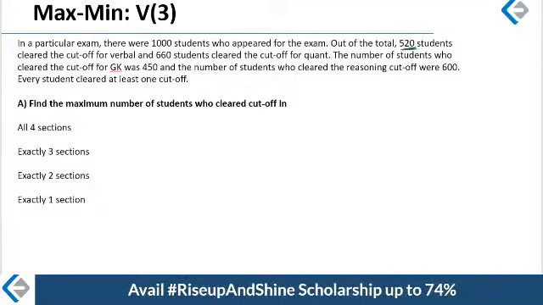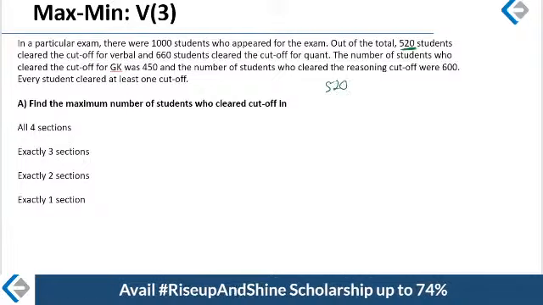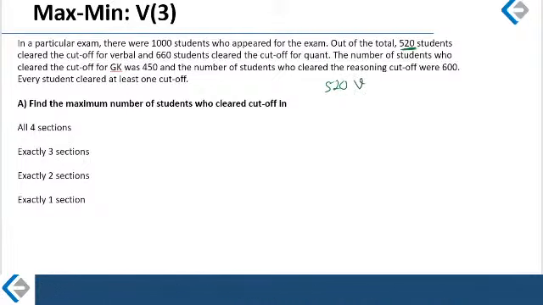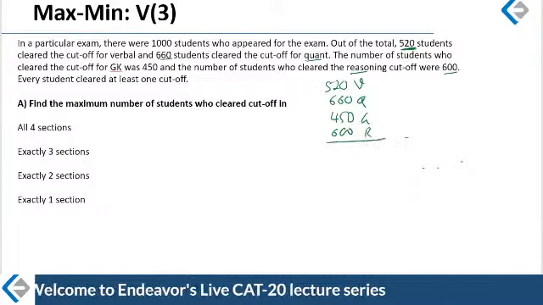550 students enrolled, and now cleared the verbal cutoff. Let me write it like this. Data is this: 520 V's I have, the verbal cutoff. Then 660 cleared the quant cutoff. Therefore, 660 Q's I have. The number of students who cleared the cutoff of GK, let's say G, I have 450. That's another variable. Then I have 600 variables of reasoning. Add them up, how many variables do you have all together?